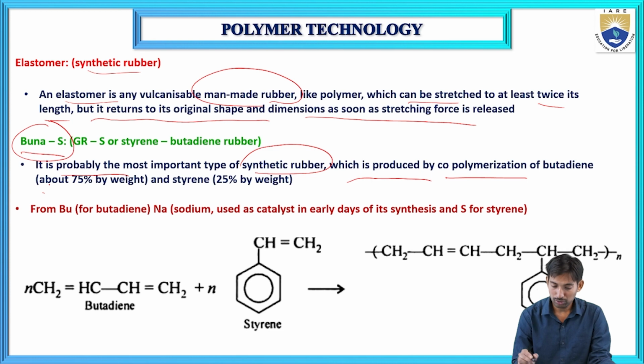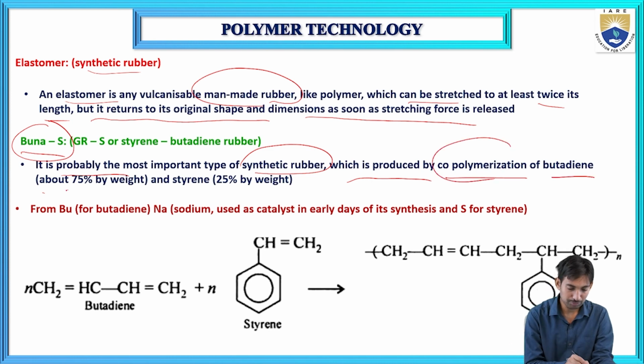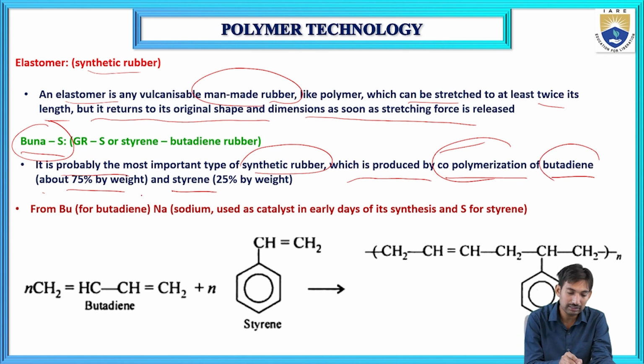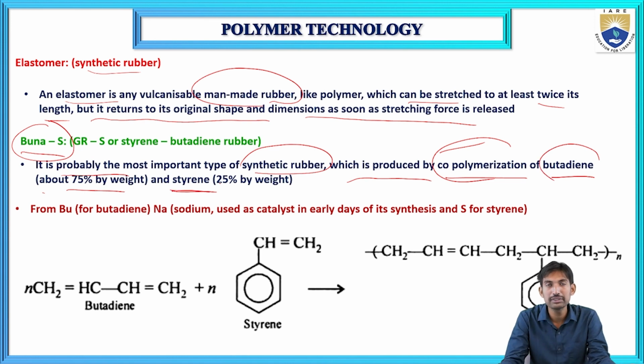Copolymerization of butadiene 75% by weight, and the other one is styrene, 25% by weight. Copolymerization means that in that polymer there are two types of different monomers. One monomer is butadiene, the other one is styrene. Those polymers are called copolymers.